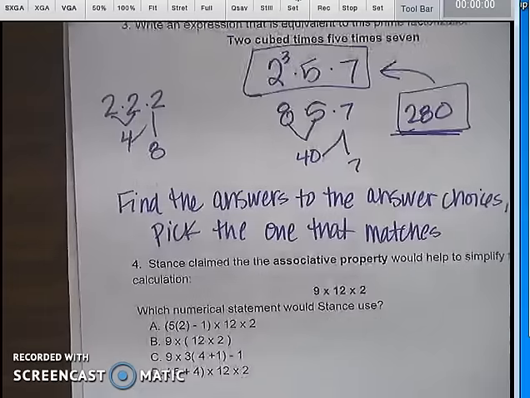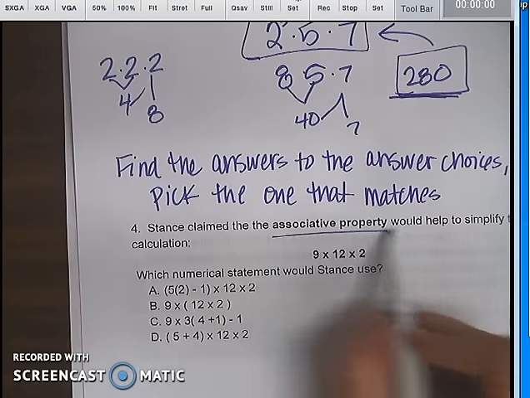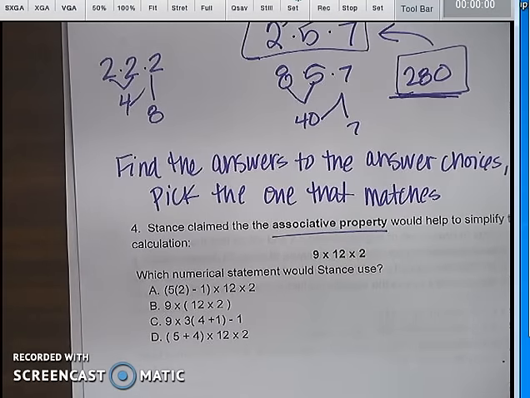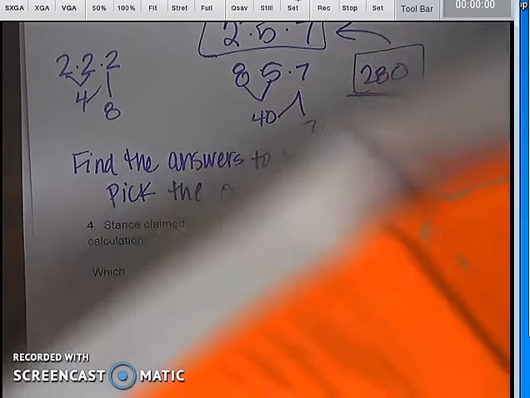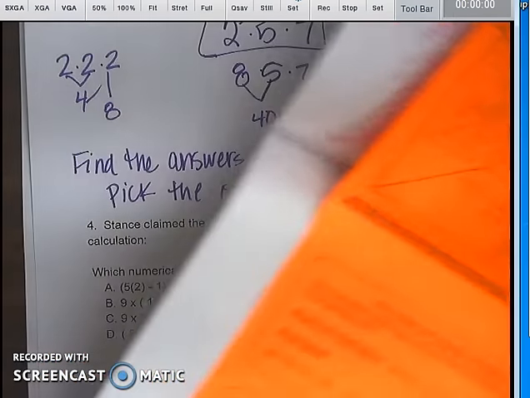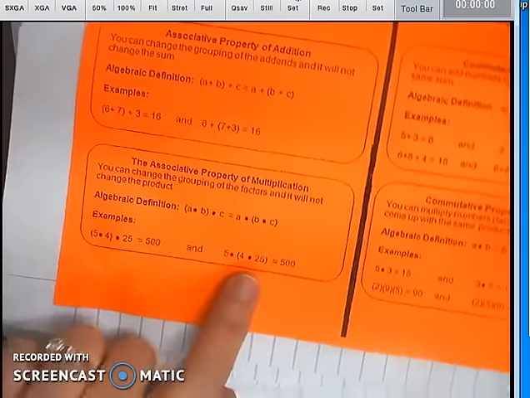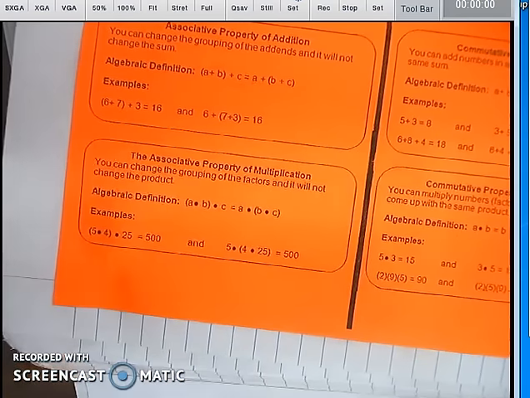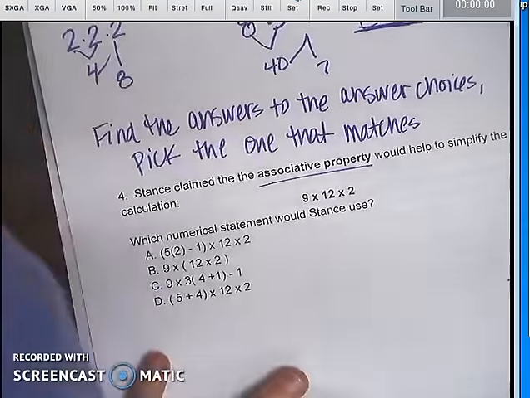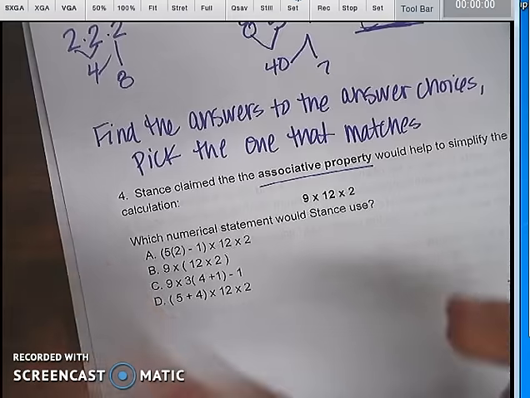Okay, it's easy. Stan claimed the associative property would help to simplify the calculation. If you're still confused about the properties, you need to use the orange piece of paper in your comp book. It looks like this. Remember, Miss Gentry told you that you needed to be looking over all of that. This is the associative property of multiplication, and it tells you you can change the grouping of the factors and it will not change the product. So the associative property is with grouping. It's who you associate with, who's in your group.